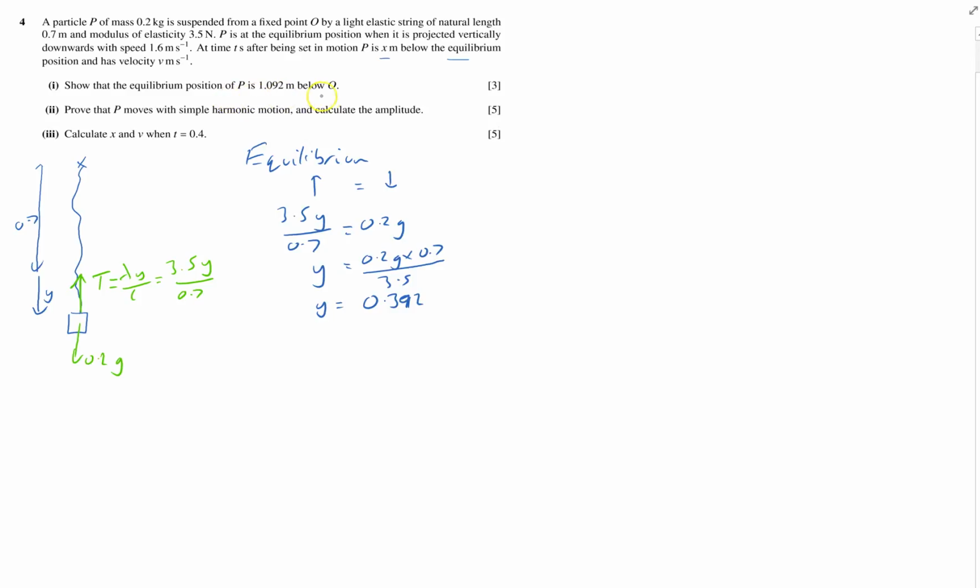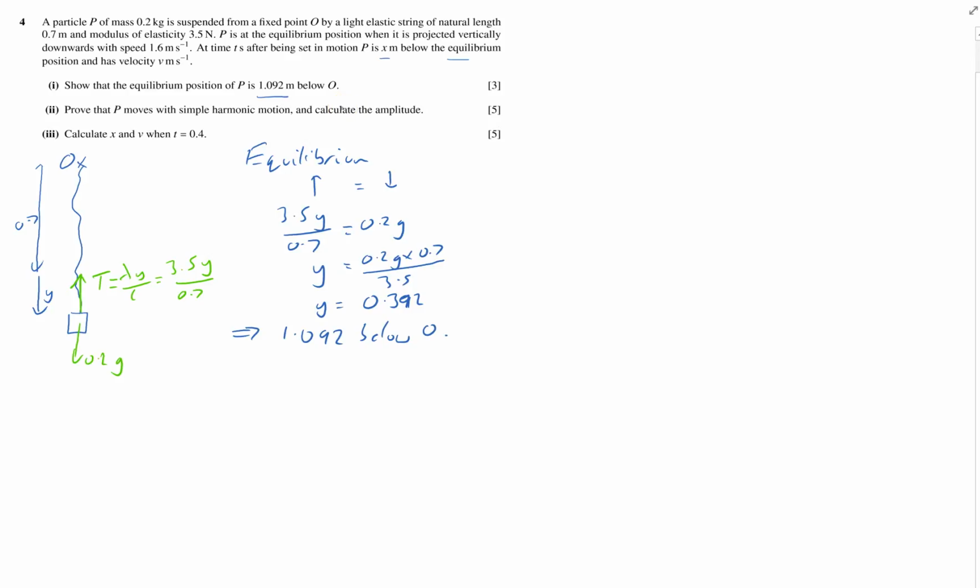And show that the equation is 1.092. That's only 0.392. I need to add it to the 0.7 because that's O there. Therefore, 1.092 below O. And that's done the first bit.